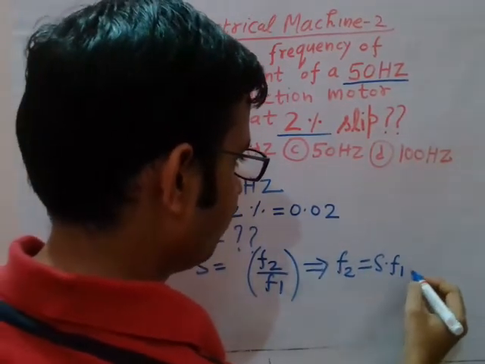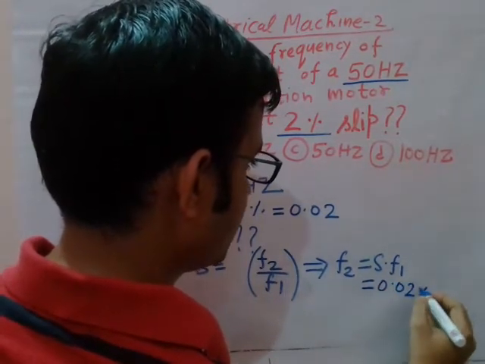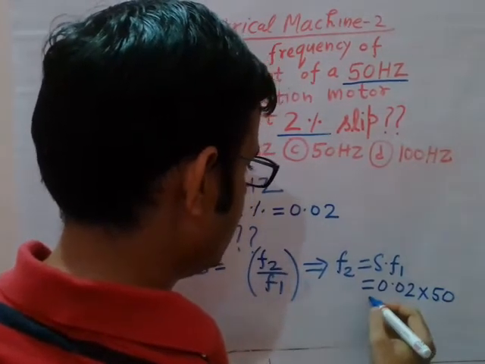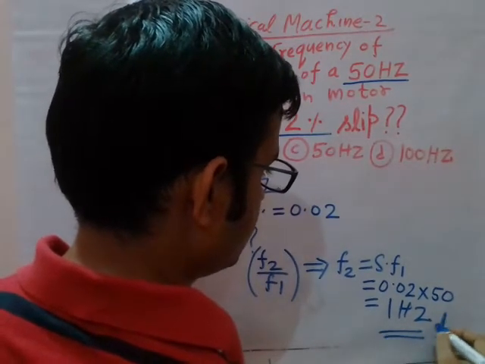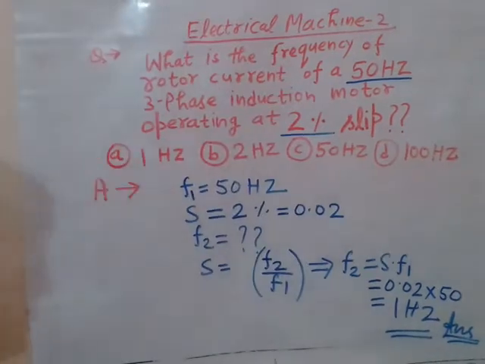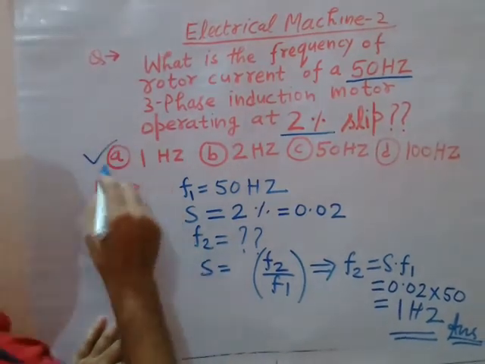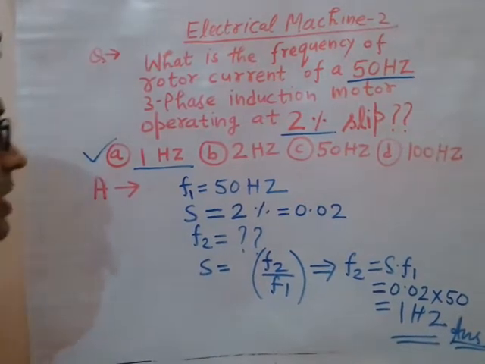So now you can find out: slip is 0.02 and the applied frequency to the stator is given as 50 Hertz. So this is equal to 1 Hertz. So that is the answer. So which option is correct? Option A is correct. So this option A is correct. 1 Hertz is the rotor frequency.